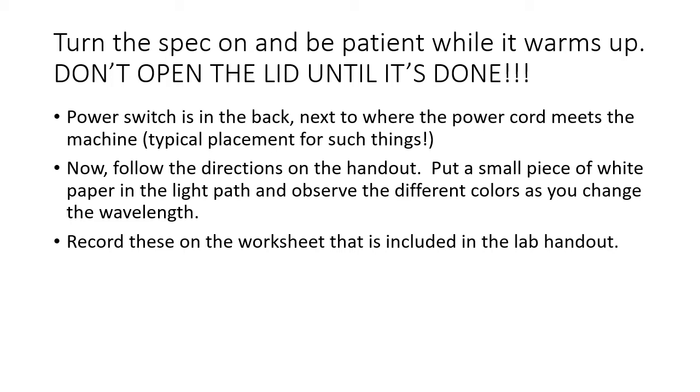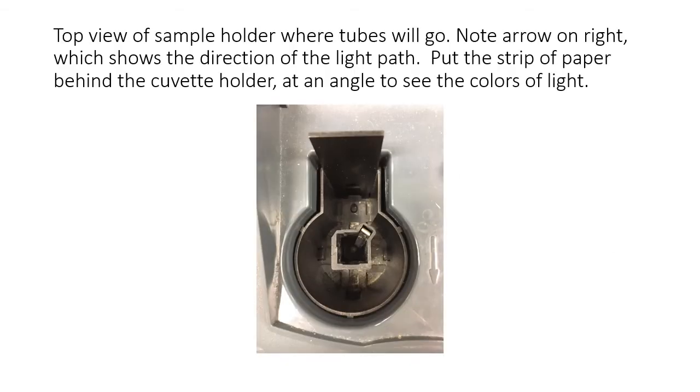Okay, so what we're going to do, we're not measuring any absorbances in this. We're just looking to see what color we see when we are shining the different wavelengths. Okay, so this is a view of the sample holder where the tubes will go. We're not going to use cuvettes. We're just using plain glass disposable tubes. Okay, so this picture shows the arrow on the right is the direction of the light path. And our sample tube will go into the cuvette holder.